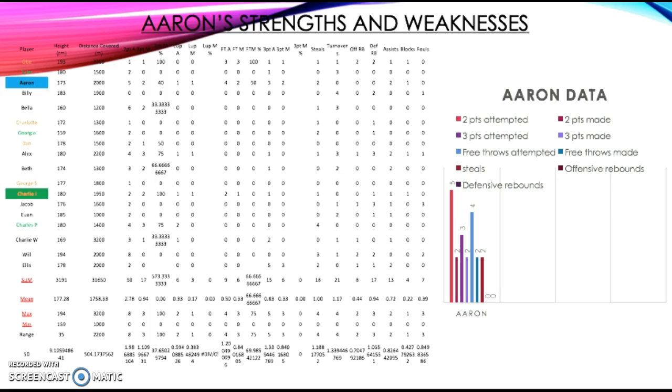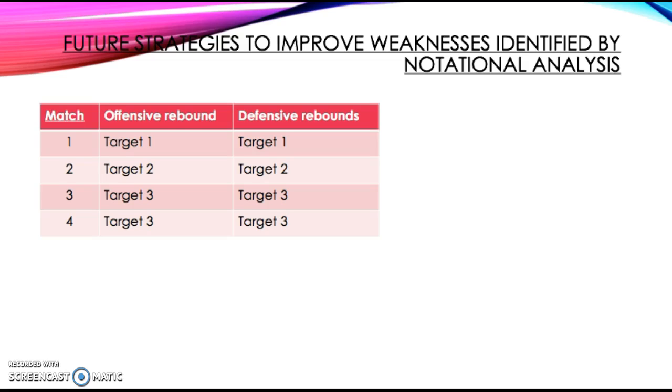Aaron's weakness as a player is in his defensive play. Aaron made 2 steals, which is 1 more than the mean average, so he did reasonably well with steals. However, he underperformed with rebounds compared to his game as a whole. The mean average for defensive rebounds is 3, and for offensive rebounds is 2, but Aaron made 0 defensive or offensive rebounds. Using notation analysis, I have identified defensive play as the main weakness in Aaron's game.